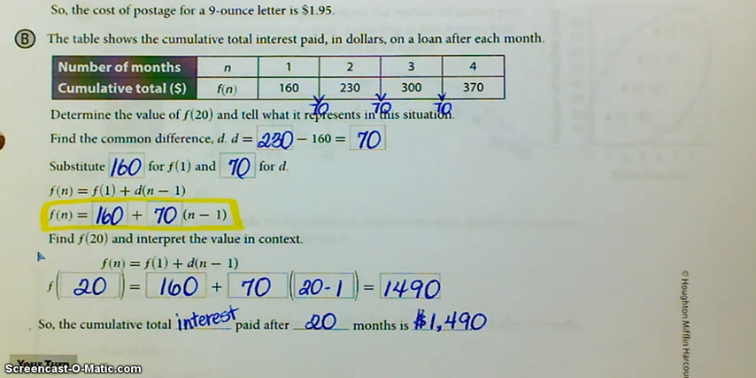Okay, so find f of 20 and interpret the value in context. Well, f of 20 is going to be equal to f of 1 plus the common difference times 20 minus 1. And when you do all of that math, you come up with $1,490. What does that mean? Well, it means that the cumulative total interest paid after 20 months is $1,490.